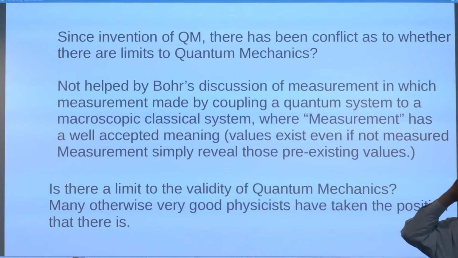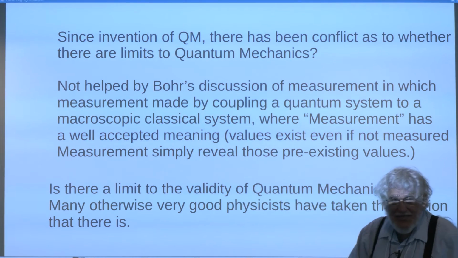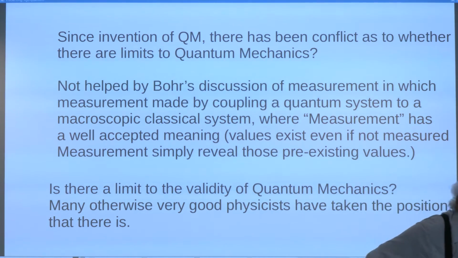Now we know that ever since quantum mechanics got invented, there have been all of these arguments as to whether or not there are some limits to quantum mechanics. Niels Bohr didn't help things by emphasizing the difference between measuring apparatuses, which are supposed to be classical, and quantum systems, which you're making measurements of, that are these tiny little things.